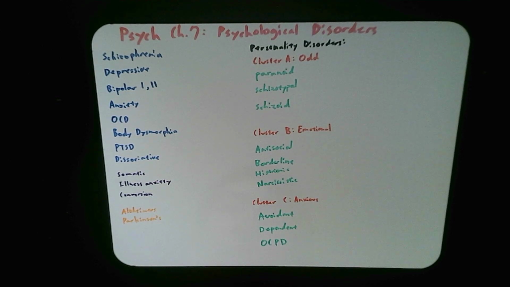We have Psych Chapter 7, Psychological Disorders. This is the big chapter with a lot of disorders to memorize and be familiar with for the MCAT.